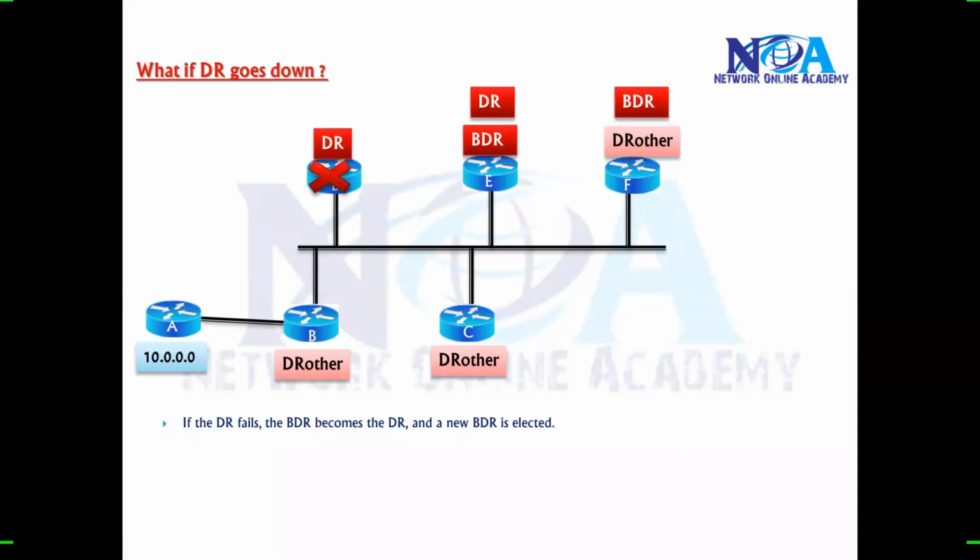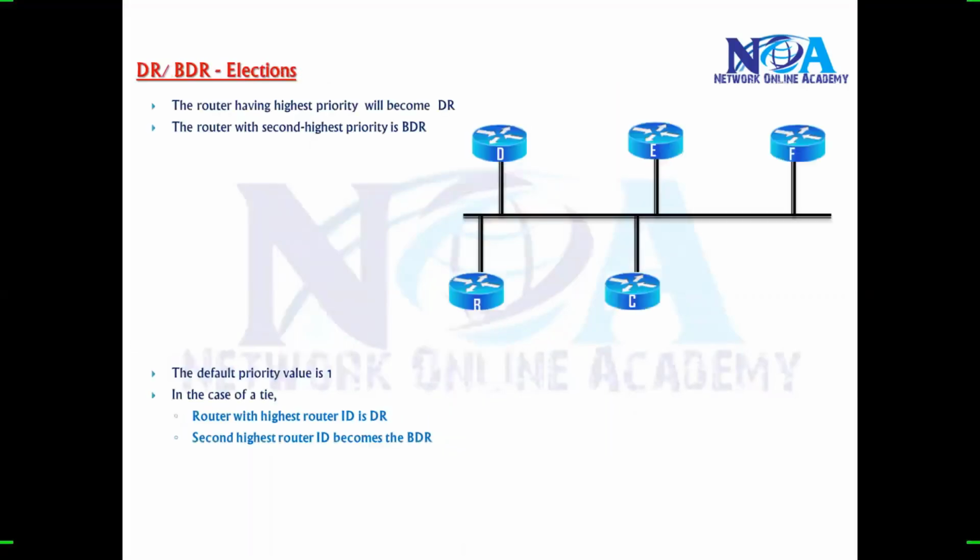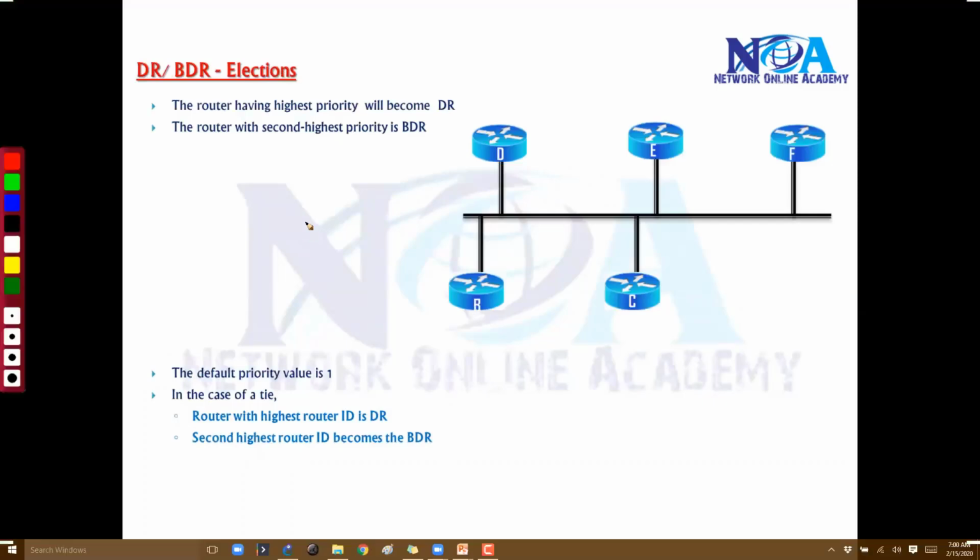Now the next thing is, okay, DR BDR election is fine, but based on what conditions is the DR BDR election going to start? Meaning, what exactly will they look at in order to decide the DR and BDR? So by default, they decide based on the priority value.